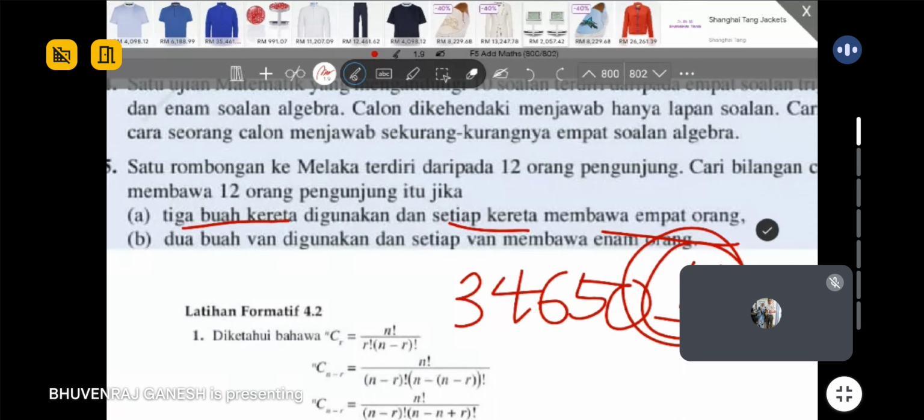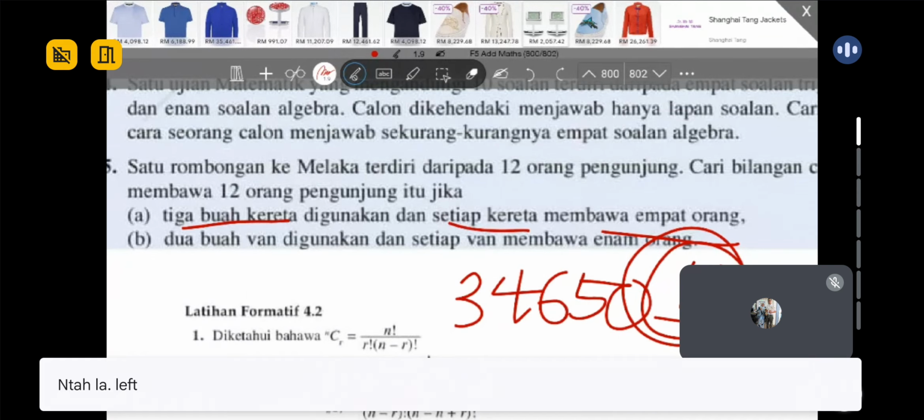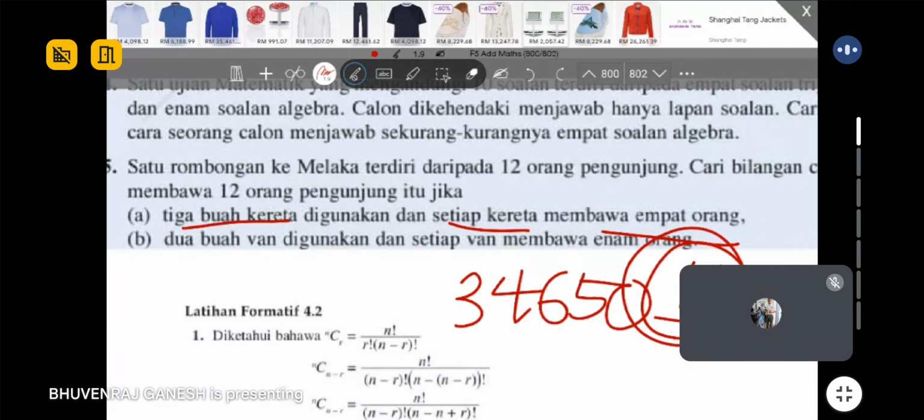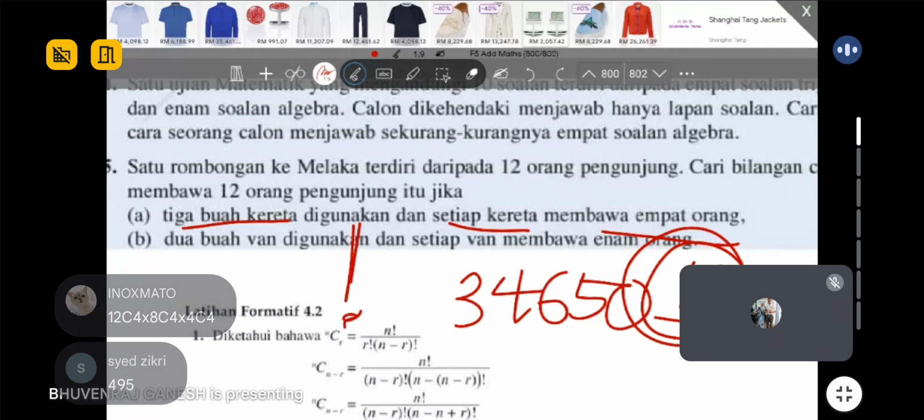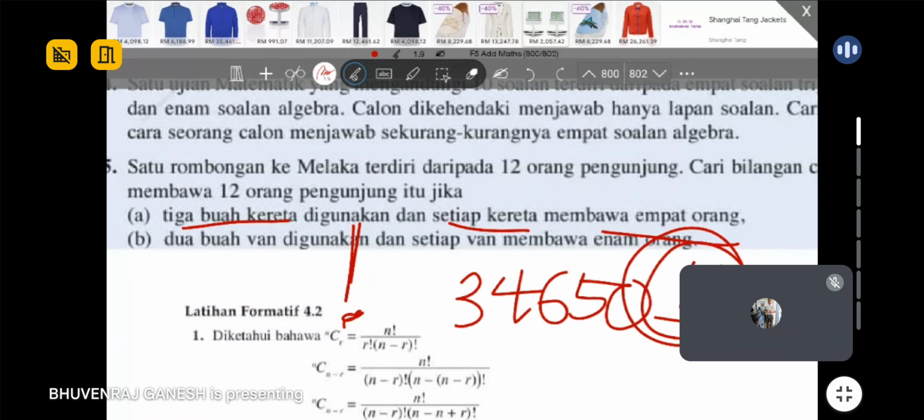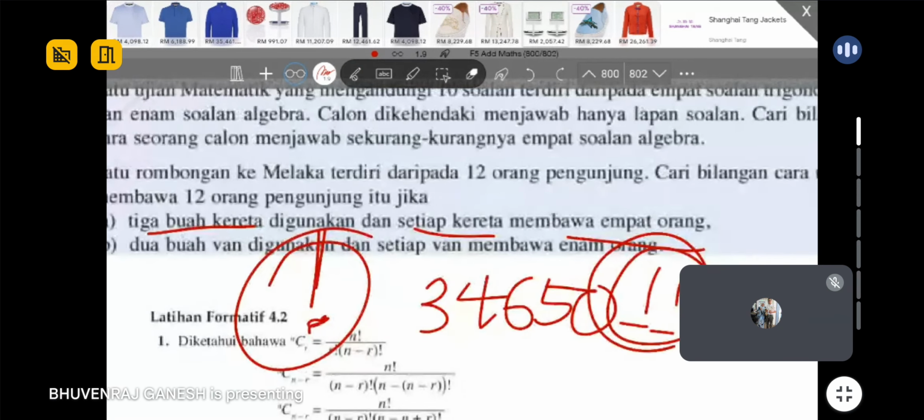You press the calculator. 34650 factorial. Your answer is greater than 34650 already. So if you want to show anger in mathematics too, be careful. This sign means factorial, you know. So it means that it's a different answer compared to what your feeling is. Okay. So yeah, be careful a bit.